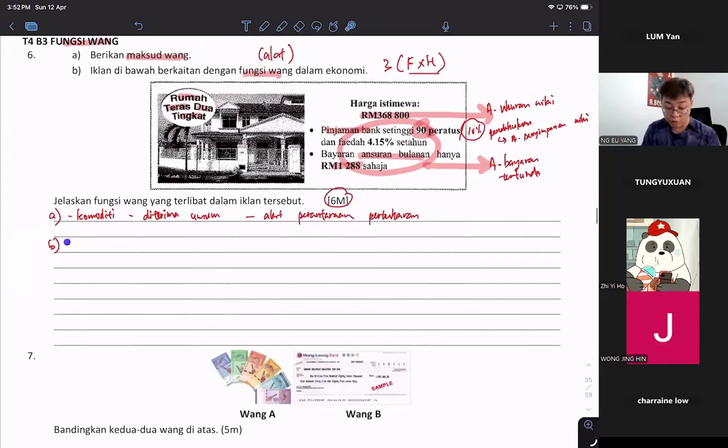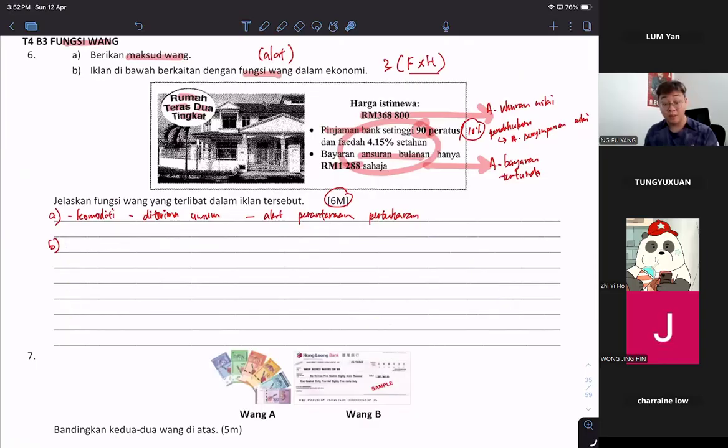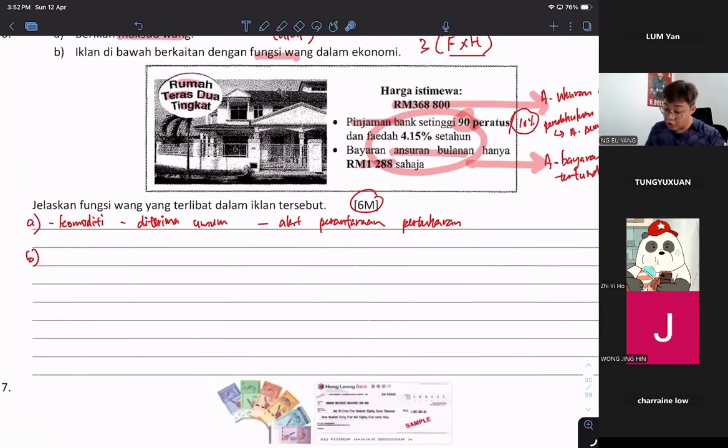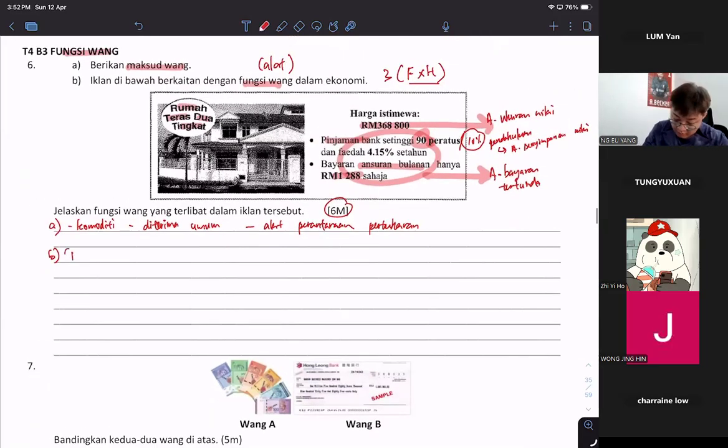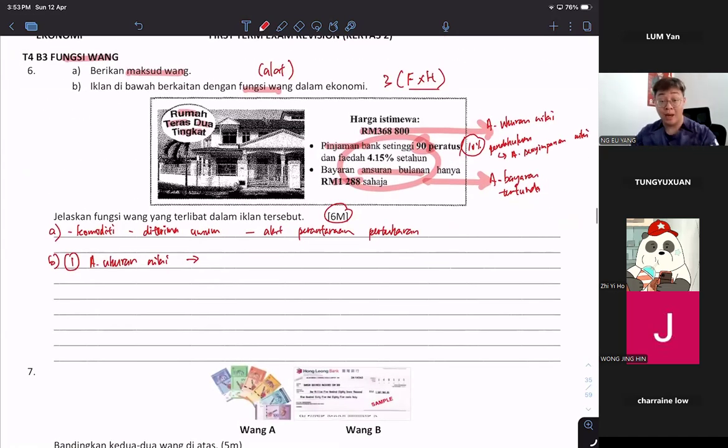Okay? So do you guys need me to explain? Do you guys need me to bina ayat, in point form or sentences? Guys, quick. Same thing for interest alat penyimpanan nilai, point form. So the first one is alat ukuran nilai. How to huraikan alat ukuran nilai? We are able to menentukan or mengukur nilai rumah ini dalam bentuk harga ayam.